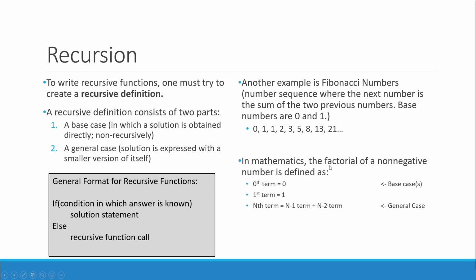So in mathematics, the definition of Fibonacci numbers is where we have two base cases, where the 0th term is 0 and the first term is 1, and then the nth term is going to be the n minus 1 term and the n minus 2 term added together. So the previous two terms together. So these two statements are the base case. And this is going to be the general case. And that's what we're going to use to build the recursive function to output Fibonacci numbers, okay?